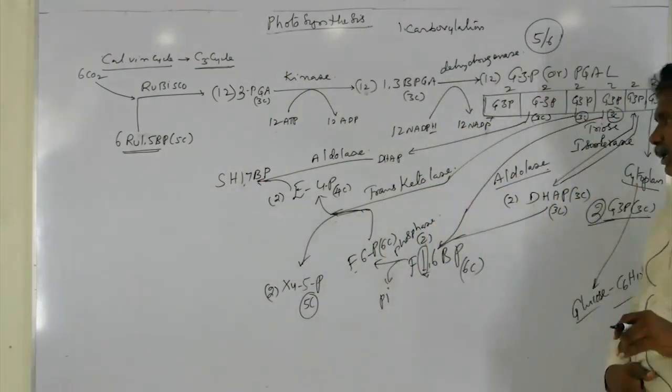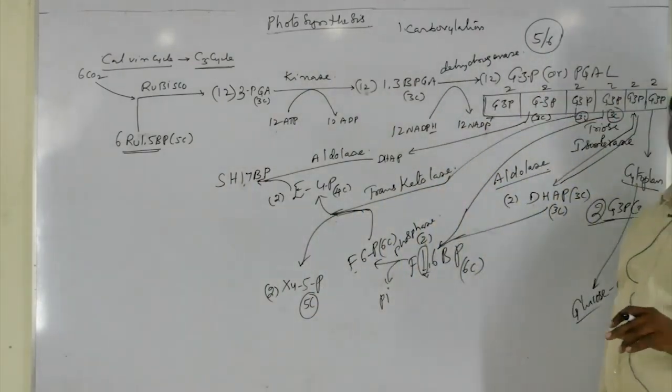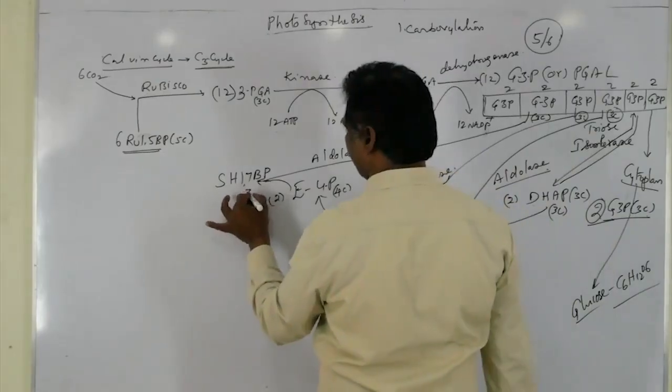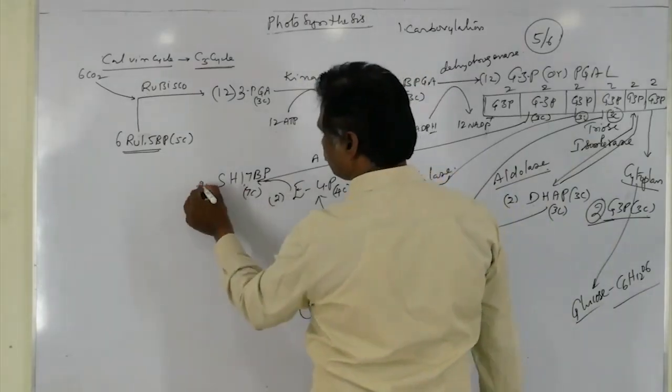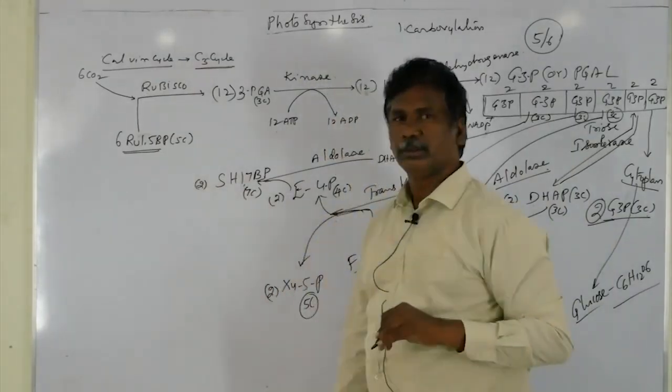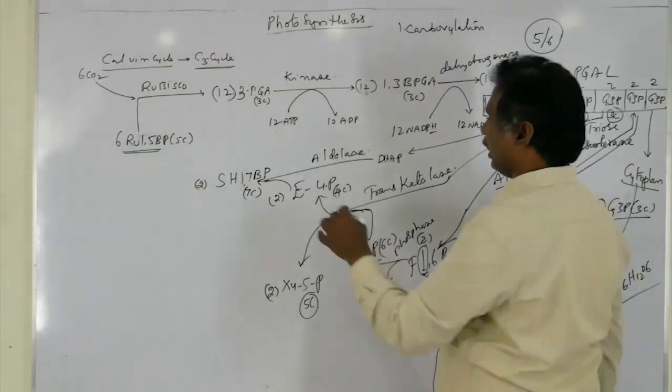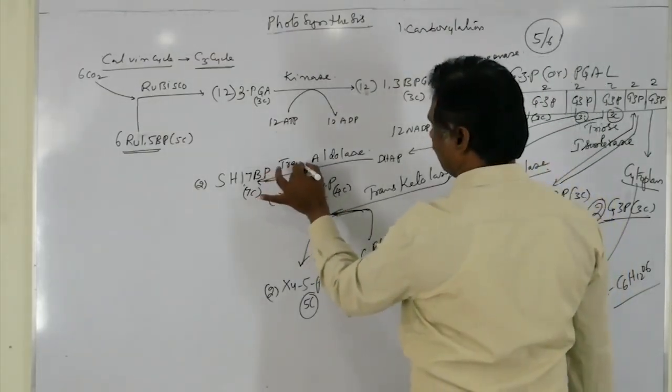That is how pseudoheptulose 1,7-bisphosphate can be produced. It has 7 carbons, 2 molecules, no chain, in the presence of the enzyme transaldolase.